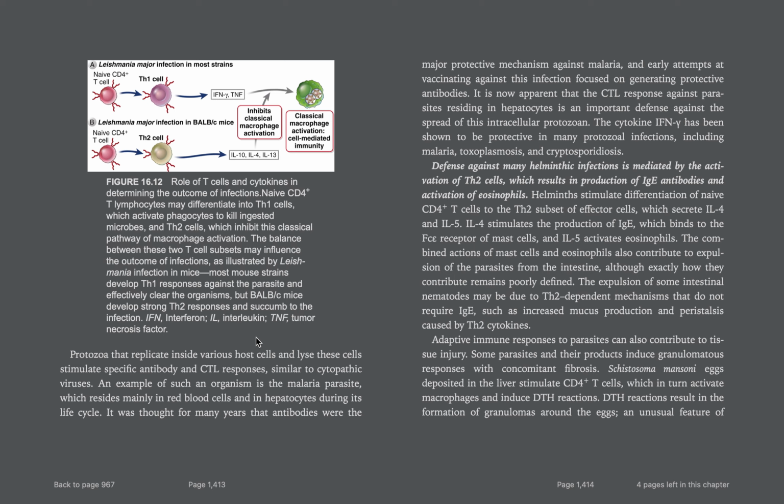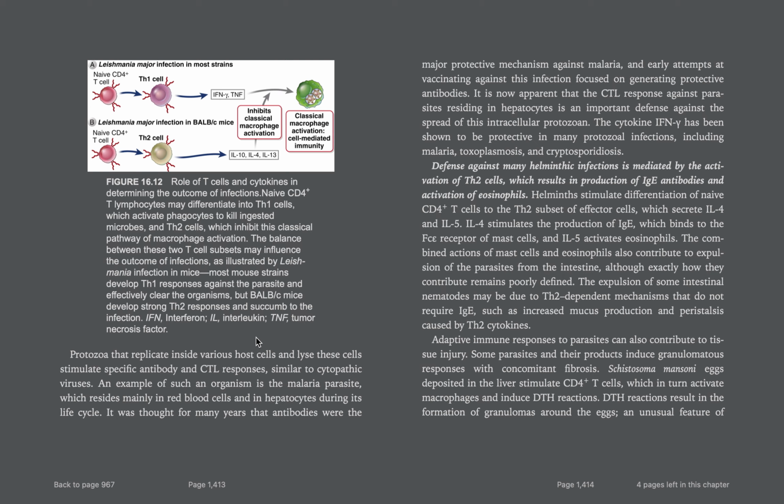So this is another diagram that we see: the role of T cells and cytokines in determining the outcome of infection. Naive CD4 T cells may differentiate into T helper 1 cells, which activate the phagocytes to kill ingested microbes, and T helper 2 cells, which inhibit this classical pathway of macrophage activation. The balance between these two T cell subsets may influence the outcome of infection, as illustrated in Leishmania infection in mice.